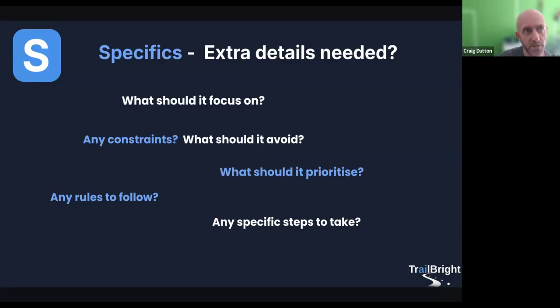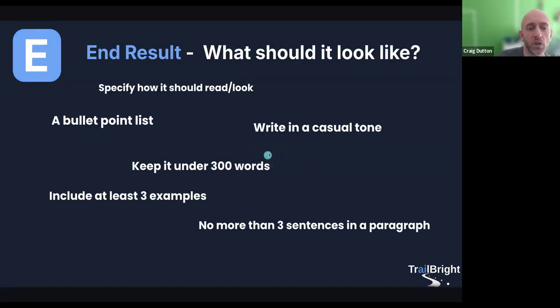If you want a document in a specific order, or you want something in a specific way, then tell it the steps that it should take. And then the final part is, what should it look like? So the end result. So how should it read?